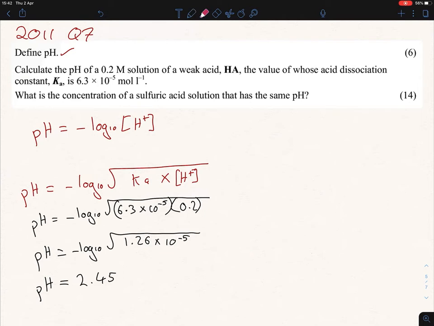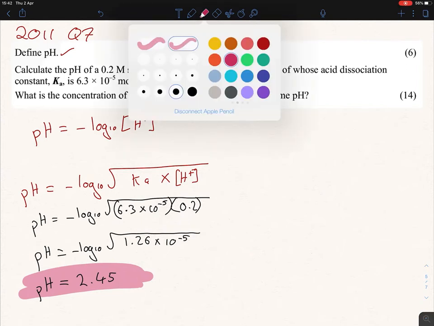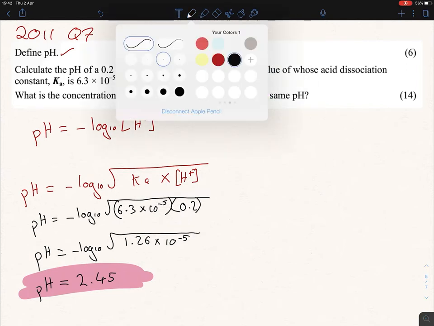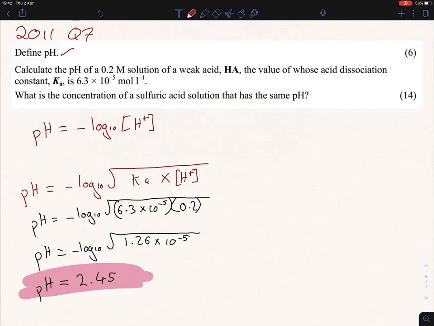So we'll just highlight that one there. So that's our weak acid there. Okay, so we have the first part done. And that's this part here.